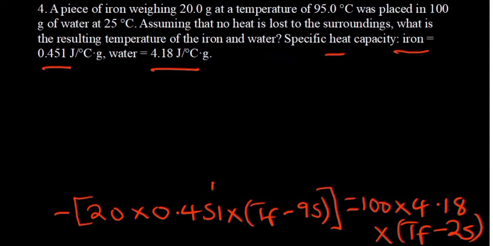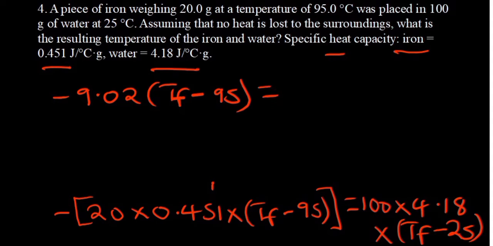Okay, so what do we have? On the left hand side, if you get your calculator, you're multiplying negative 20 by 0.451. Even just before we multiply this, let's overwrite what that is giving us. So we have negative 9.02. In the brackets, we've got T final minus 95.